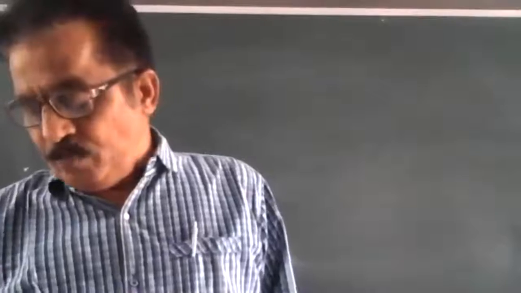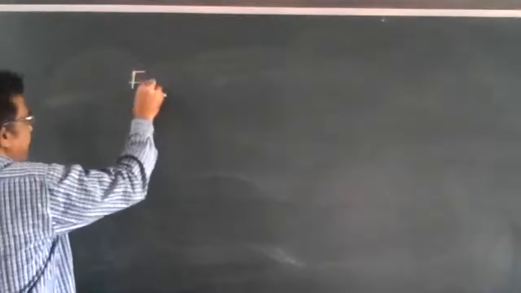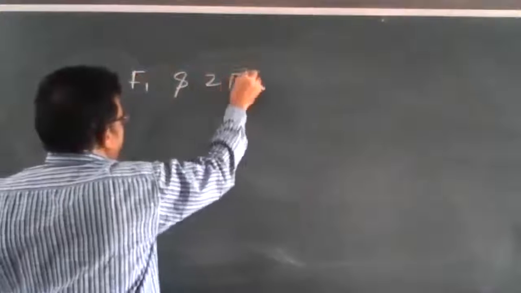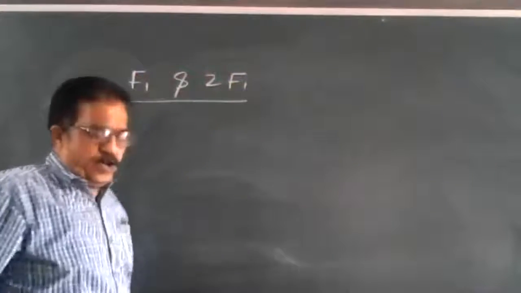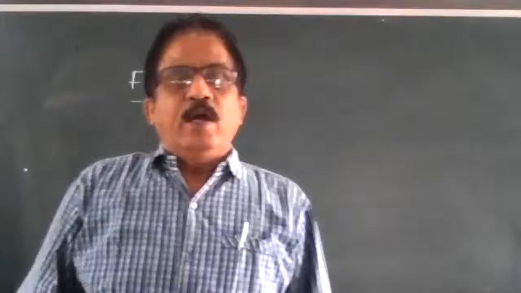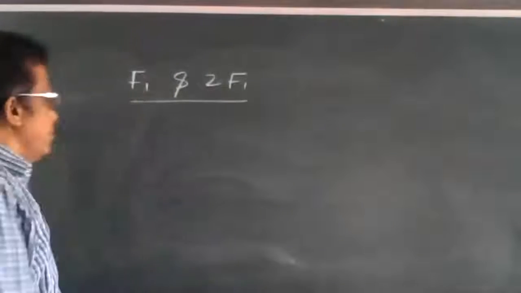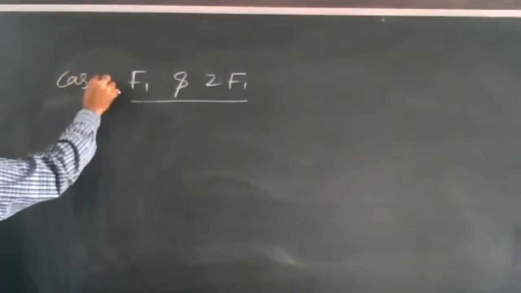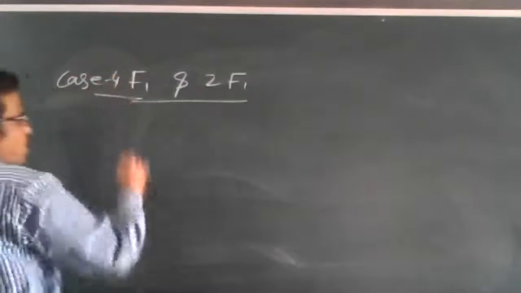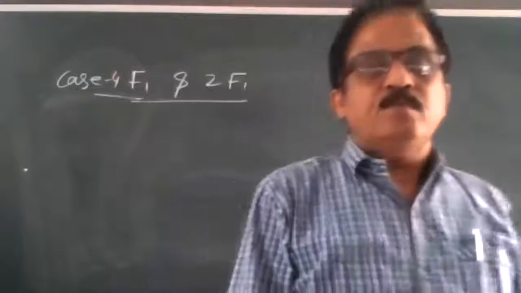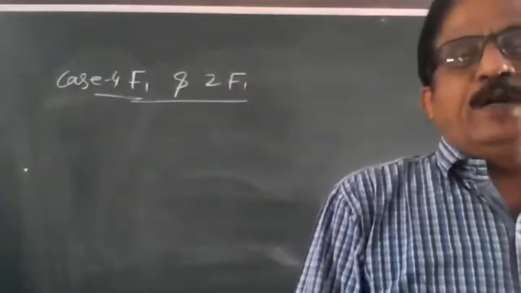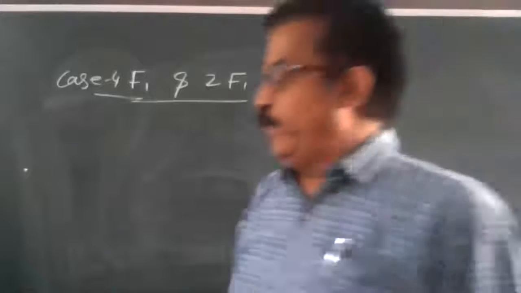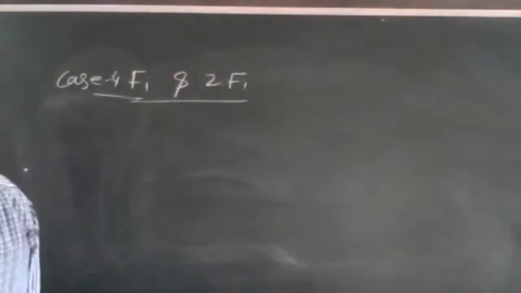Image formation by a convex lens. Here the object is held in between F1 and 2F1. We are doing this for a convex lens. Here we are going to see case number 4: the object is held in between F1 and 2F1. Then what do we have to do? How can we draw the image formation here?